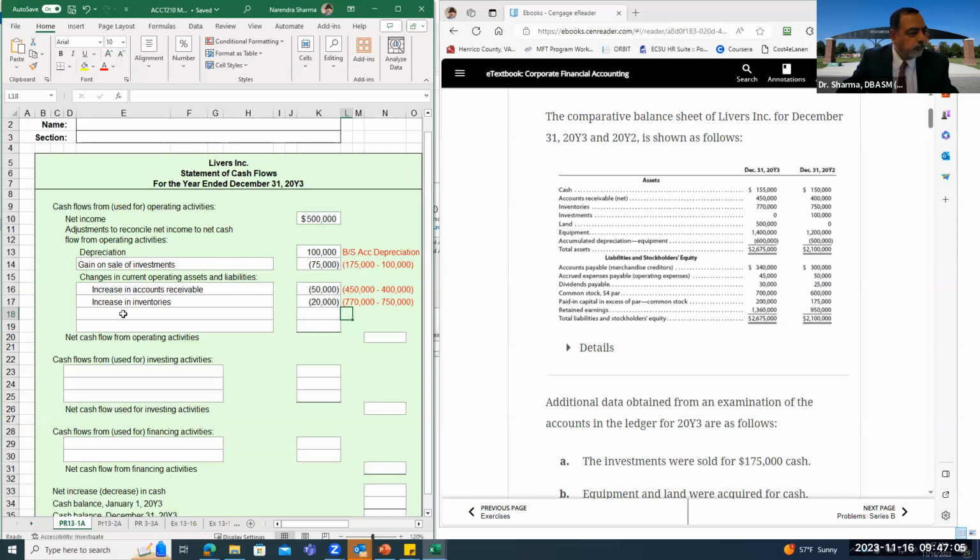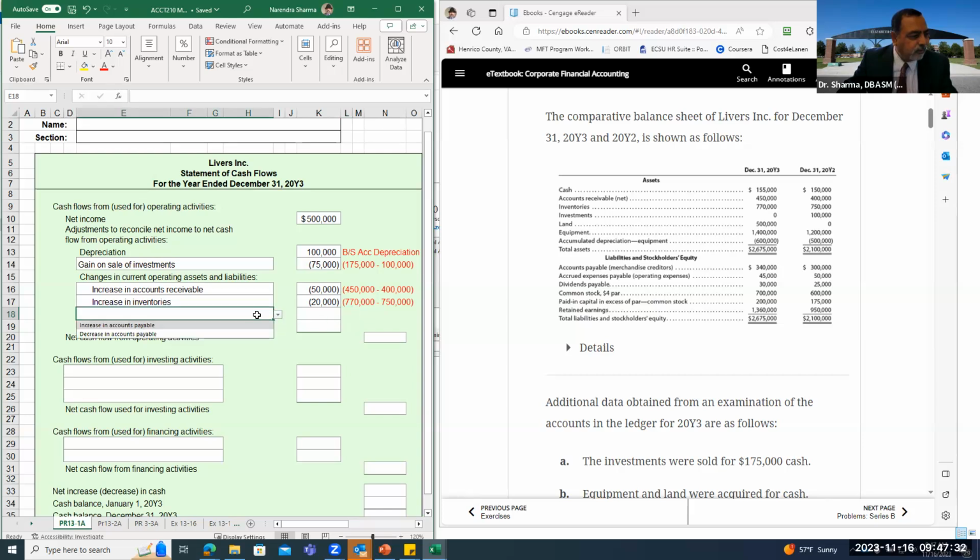All right, so that would be the increase in inventory. Now we have taken care of the current assets. So we move on to the liability side. On the liability side, I have accounts payable. Accounts payable is 300,000 and 340,000. So it has increased. Now liability increase will be added.